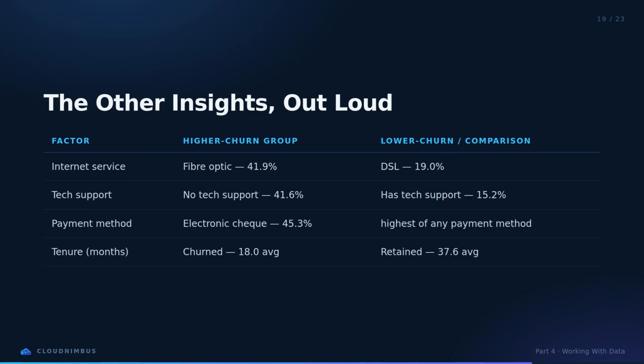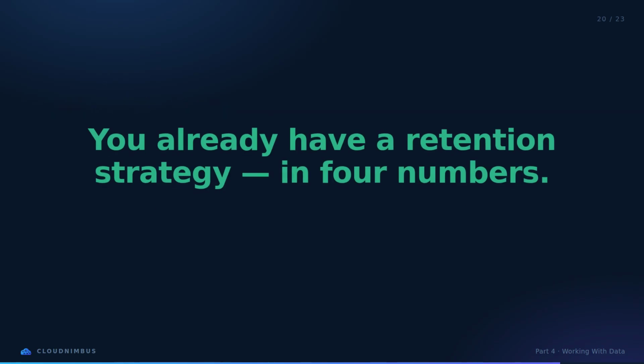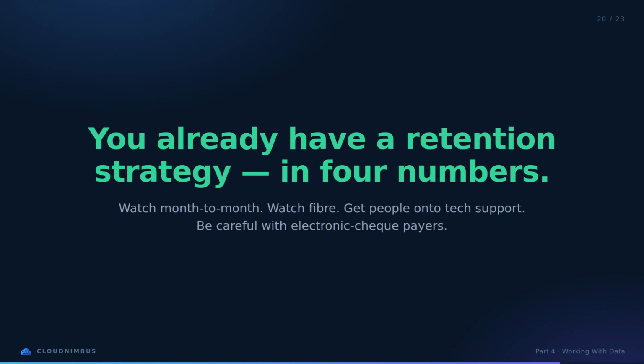Now the part I actually want you to remember. Look at that first chart again. Month-to-month customers churn at 42.7%. 1-year contracts, 11.3%. 2-year contracts, 2.8%. Month-to-month customers churn roughly 15 times more often than 2-year customers. 15 times. Keep going. Fiber optic internet customers churn at 41.9% against 19% for DSL.